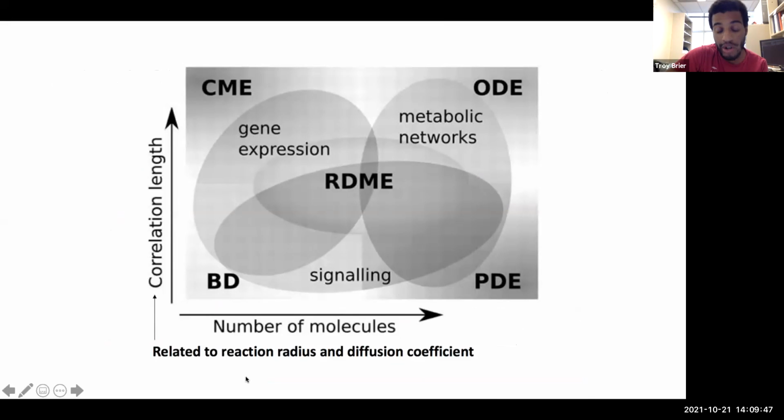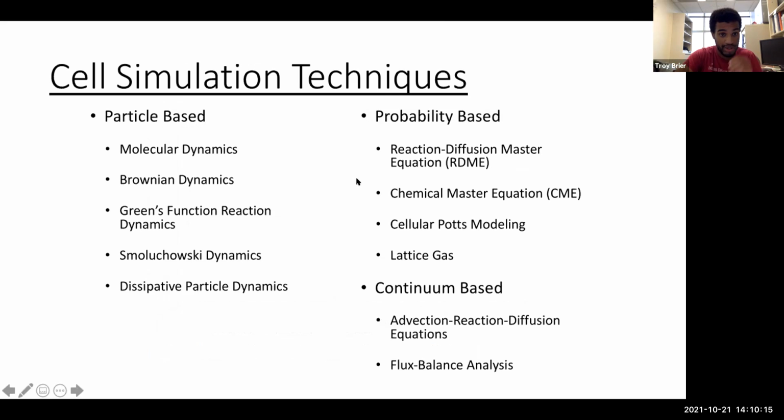In our group, when looking at whole cellular processes, a very important part is obviously looking at gene expression, due to the fact that is how all functions are essentially made and coded for in a cell. So when trying to model gene expression and metabolic networks, you need to use the regimes at the top of this figure, which are the chemical master equation and the reaction diffusion master equation.